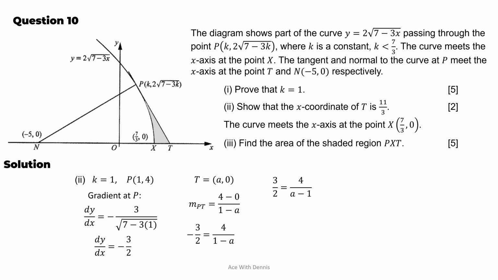So 3 over 2 equals 4 over a minus 1, because I want to remove the negative sign. And I cross multiply, I get 3a minus 3 equals 8. Solve this equation, a equals 11 over 3. Therefore, the x-coordinate of point T is 11 over 3, shown.